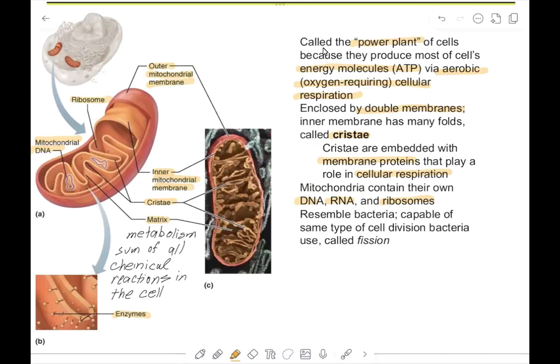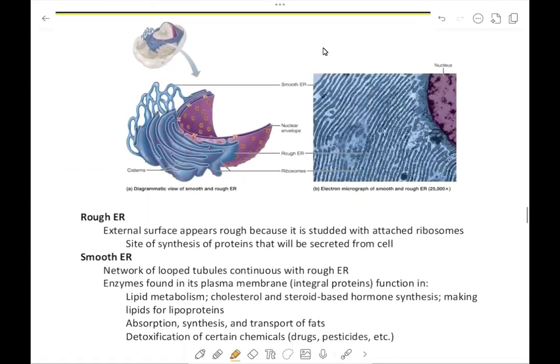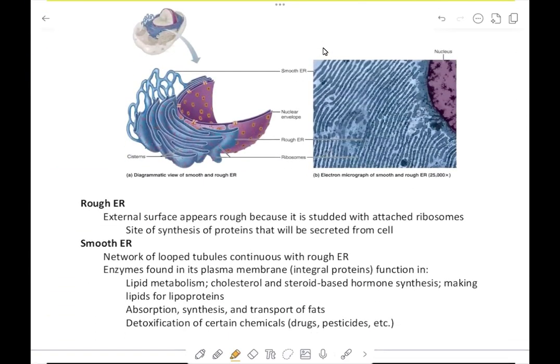Our next organelle is the endoplasmic reticulum. There are two different types. One is called rough endoplasmic reticulum, and it appears rough because it is studded with attached ribosomes. What's significant about a ribosome is that it is the site for protein synthesis. A ribosome that is free floating also has the function of protein synthesis.